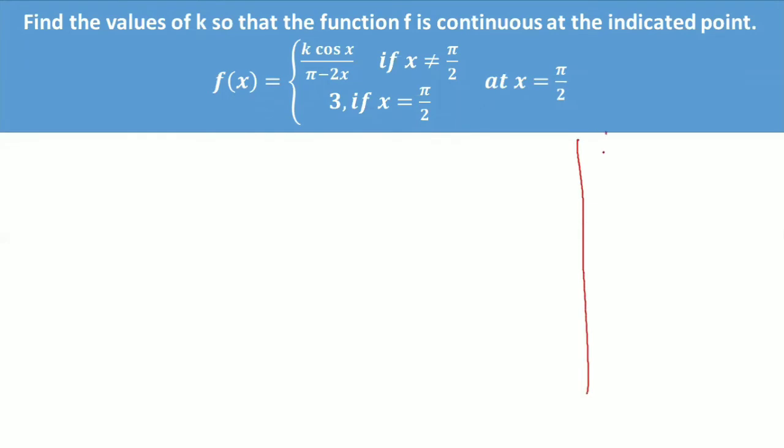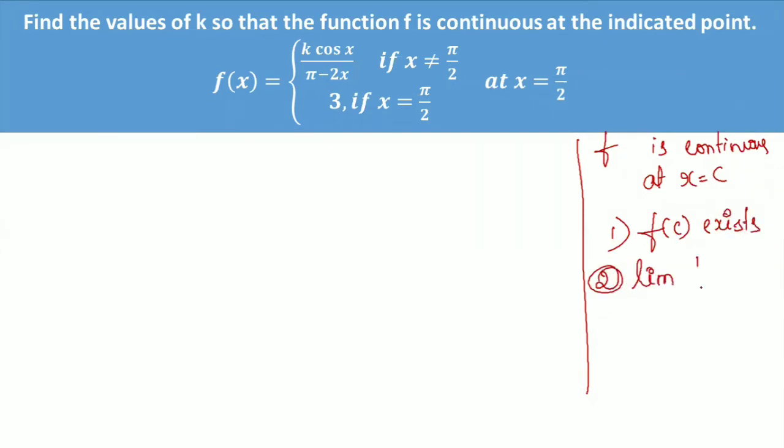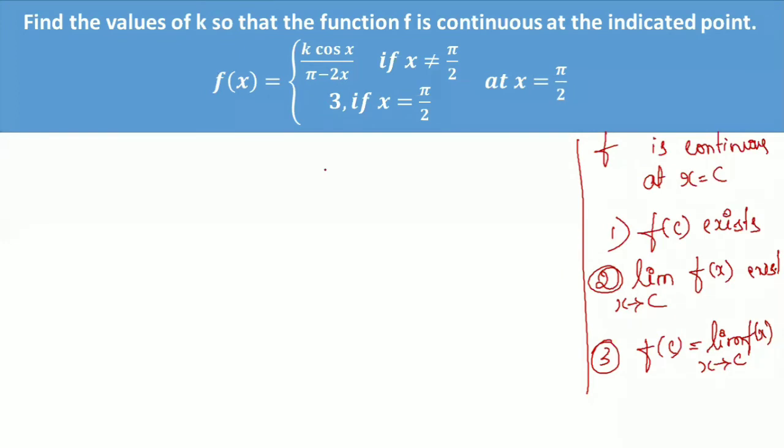Others, you just listen. So again, f is continuous at x is equal to c, which means it satisfies three conditions. First, f of c exists. Second, limit f of x as x tends to c exists. And third, f of c is equal to limit of f of x as x tends to c. So again, here the function is continuous at x is equal to pi by 2. But there is something changed in this, students. Did you observe that?